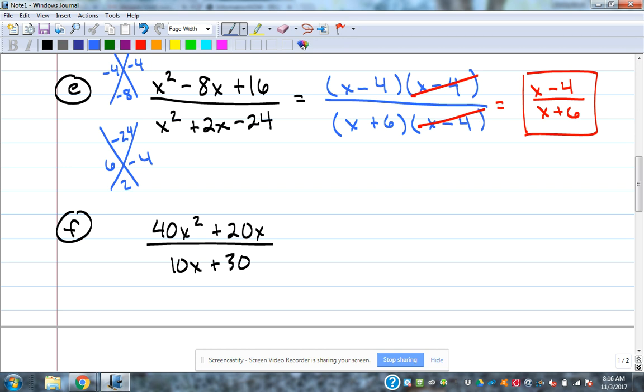How do we factor those? Yeah, the GCF out of them. That's what Tucker was going to say too. What's the GCF of the numerator? 20x. What's it leave in the parentheses? 2x plus 1, yeah. Then in the denominator, what's the GCF? No x? Just 10? All right, good. That's right. That leaves x plus 3.